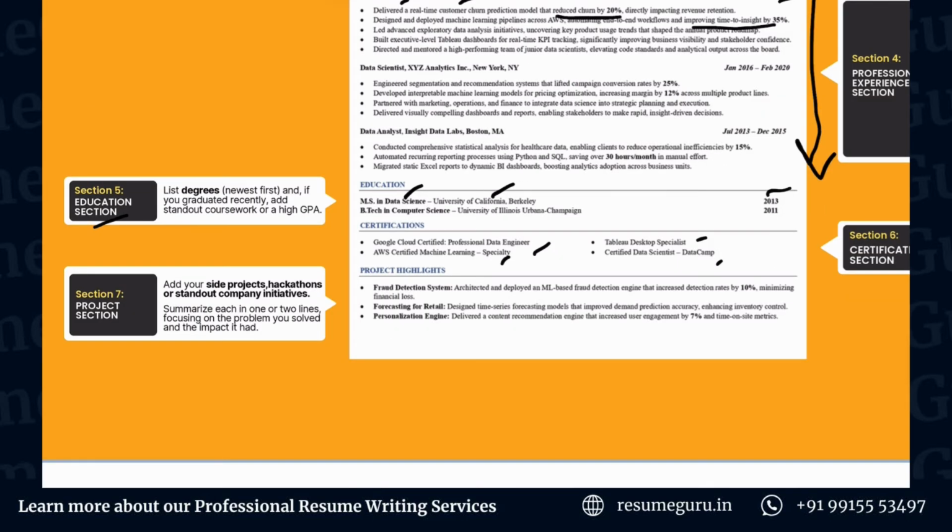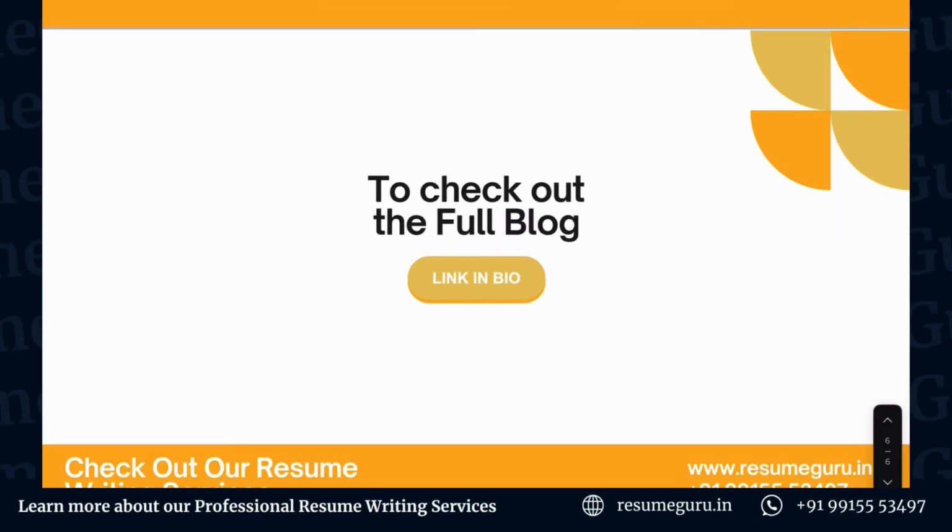Last but not the least is the project section. A project section is much more critical if you are a fresher because you don't have much work experience to show. If you've had a few years of work experience, this is where you can add your best projects that you've either done as an individual or for the company. If the project is public information, then you can even add a GitHub link to it so that people can check it out, the recruiter specifically. So this covers everything we have for how to make a good data scientist resume.